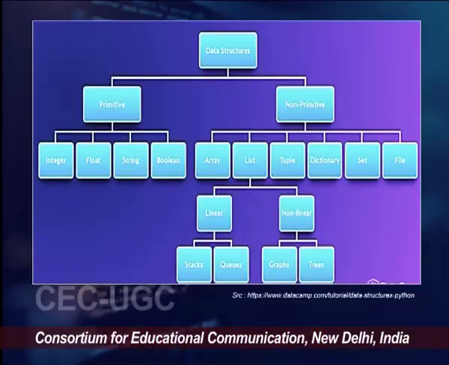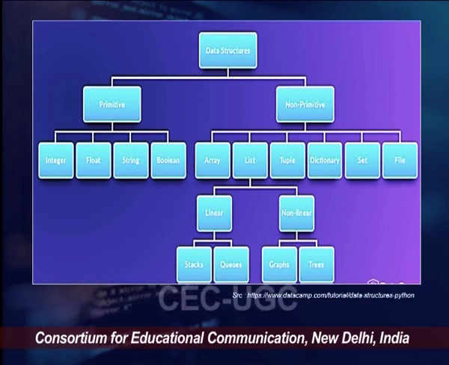Now the list structure is also a collective data type, or we can say a composite data type, a data type which can hold multiple values within itself. In list we have the linear list and the non-linear list. In linear list we have the stack and the queue, and in non-linear we have the graphs and the trees. Then we have the tuples.